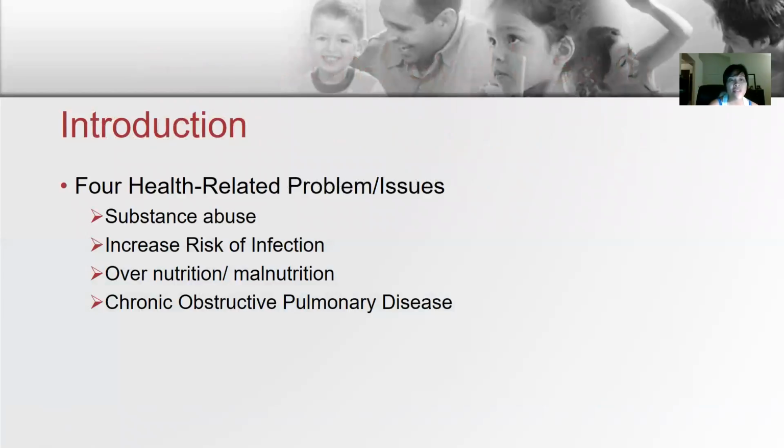The four health related problems that I discovered for the Buena Park area, 90621, were substance abuse for the homeless, increased risk of infection, overnutrition, particularly malnutrition, and pulmonary disease, chronic obstructive pulmonary disease.